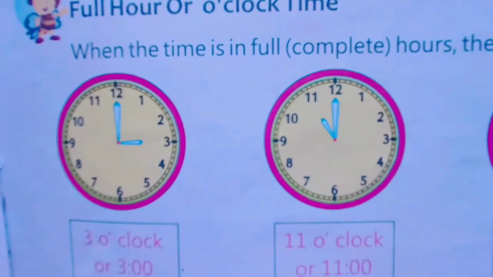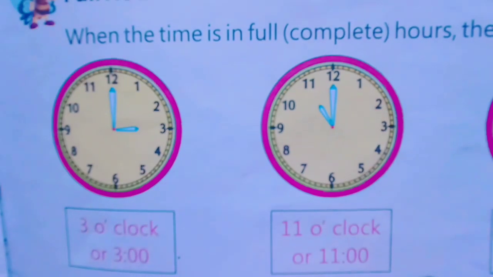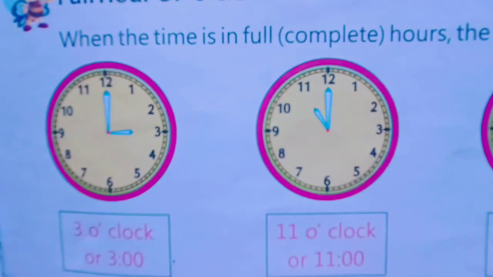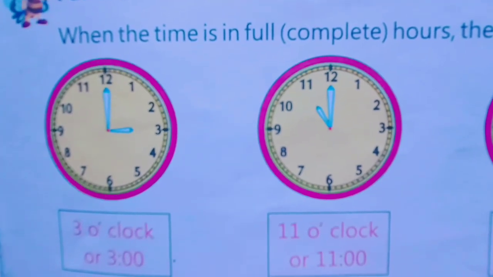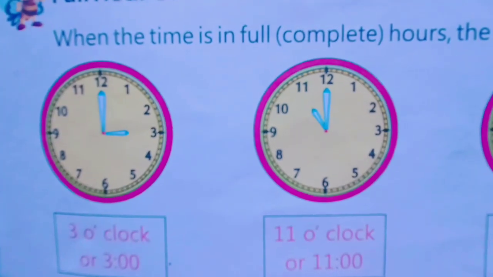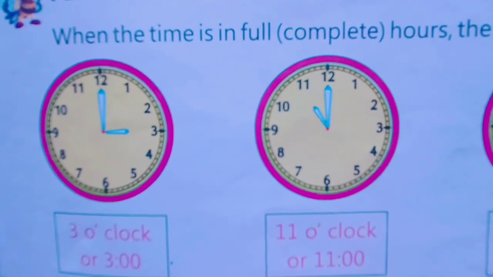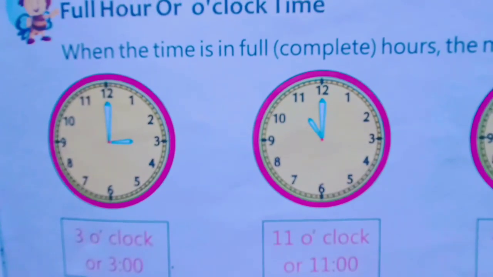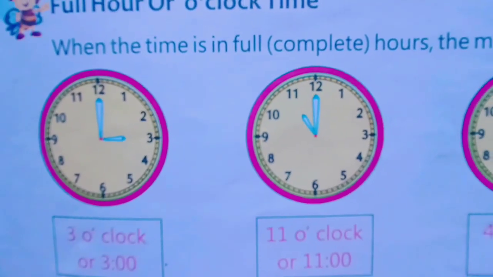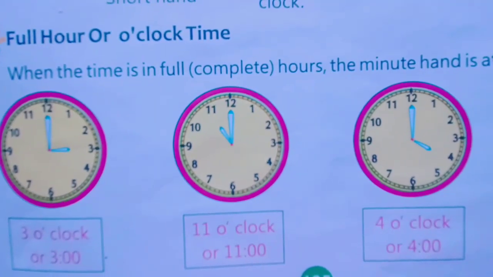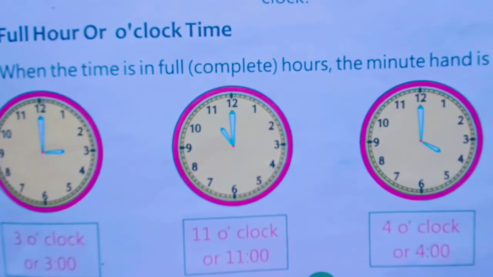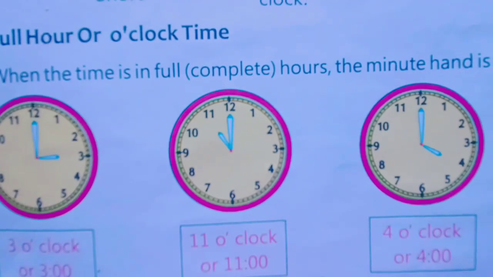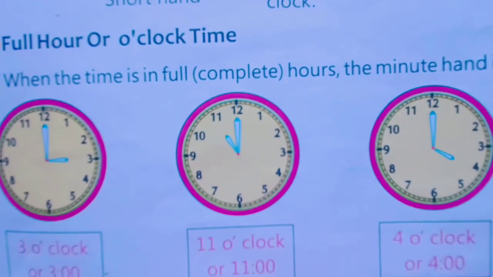Next one, you can see that the minute hand is on 12. As I have explained, when the time is in full hours, the minute hand will be on 12. The short hand is on 11. So what is the time? 11 o'clock. One more example: here the minute hand is on 12 and the hour hand is on 4. Therefore the time is 4 o'clock. Did you understand, children?